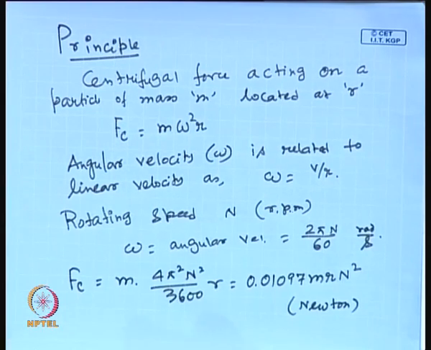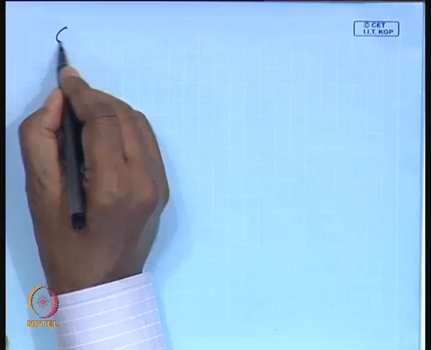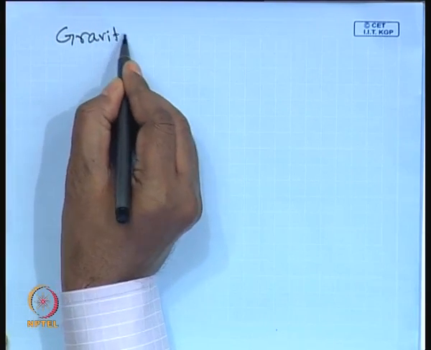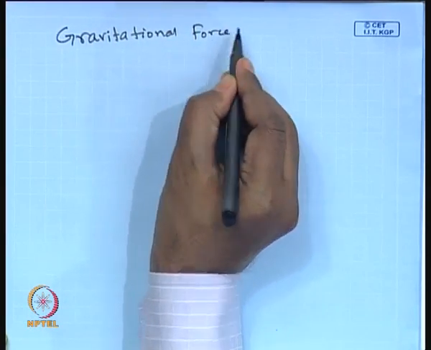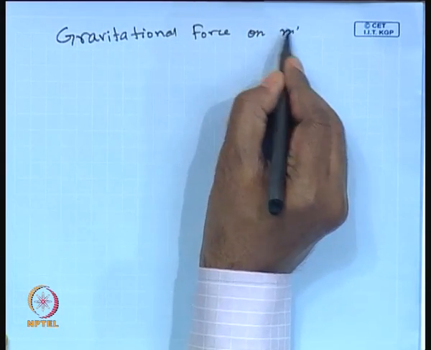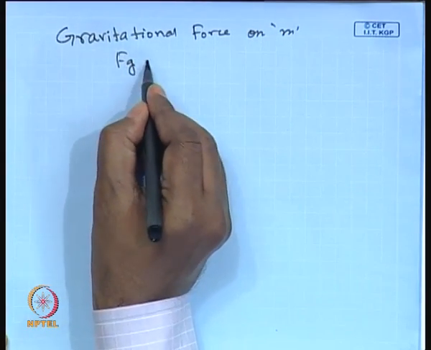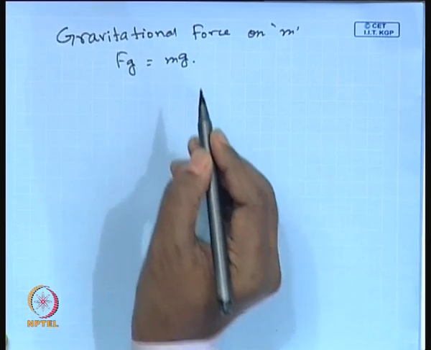On the other hand, if you compare this centrifugal force with the gravitational force, then we can see how much more the centrifugal force is compared to the gravitational force. Now, gravitational force working on a mass m is given as Fg is nothing but m times g.